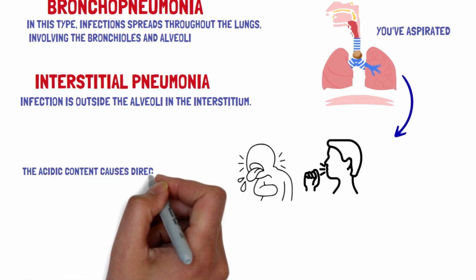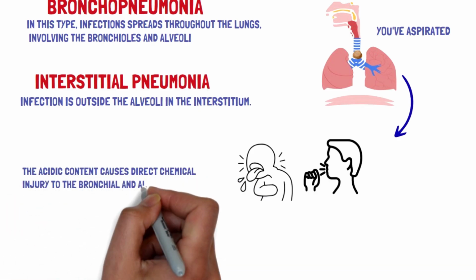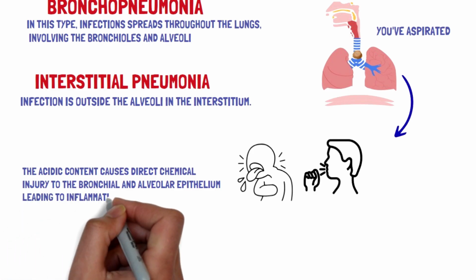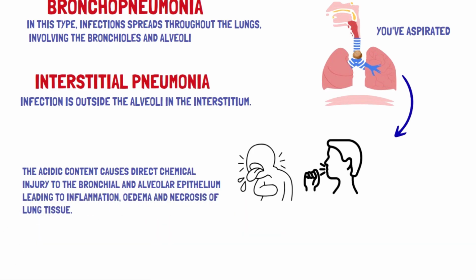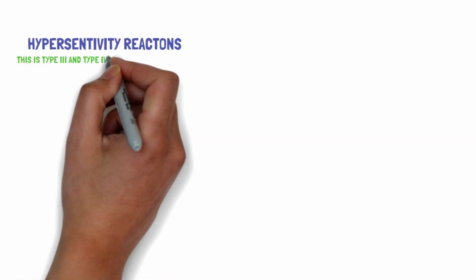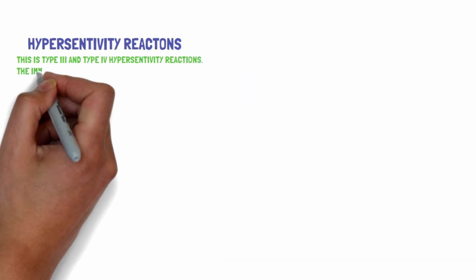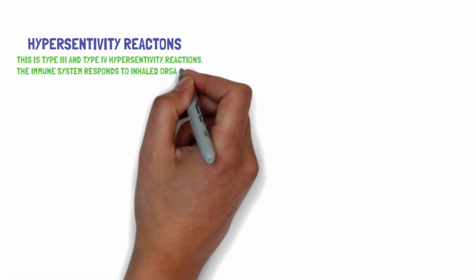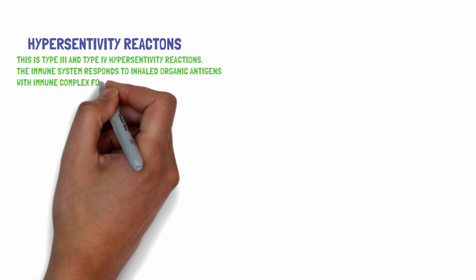The aspirated content would then cause direct chemical injury to the bronchial and alveolar epithelium, leading to inflammation, edema, and necrosis of the lung tissue. The food will therefore be stuck in your lower airways, and this is what we call aspiration pneumonia. Another non-infectious cause may be hypersensitivity reactions, and this involves type 3 and type 4 hypersensitivity reactions. The immune system responds to inhaled organic antigens with immune complex formation and T-cell mediation. This leads to interstitial inflammation and infiltration by lymphocytes and macrophages.